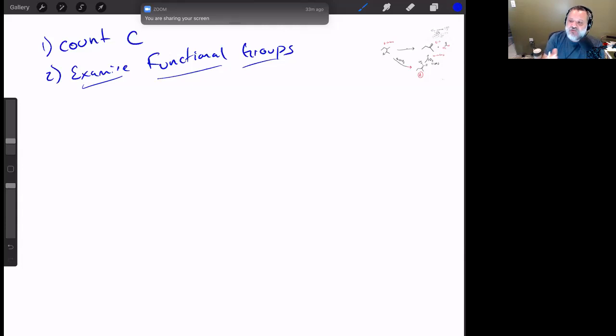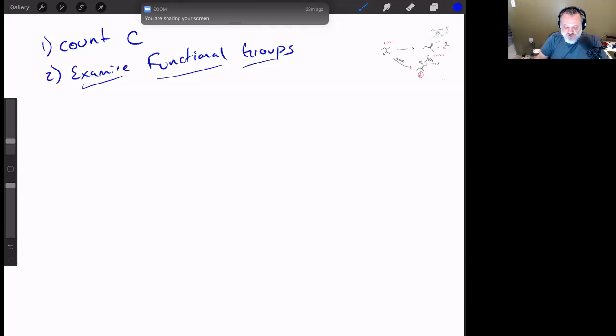Remember, at this point, you have a choice between approximately 35 different reactions, and you want to reduce those 35 different reactions down to a few choices. And so counting the number of carbons and examining the functional group changes are what helps you eliminate the possible reactions and narrow them down.